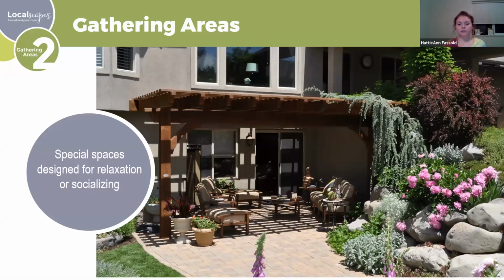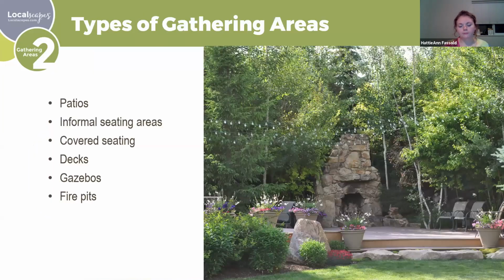With your gathering areas, first you want to think of what they're going to be used for. Gathering areas are supposed to be spaces that are for relaxing or for socializing, right? So make sure that you're making them in the way that fits your needs. There's a bunch of different things that work for gathering areas, right? Your patios, your gazebos, fire pits, covered seating, a bunch of different things. You want to think about how you want the gathering area to seem, what you're using it for, and implementing it into your landscape in a way that fits that kind of vision, right?